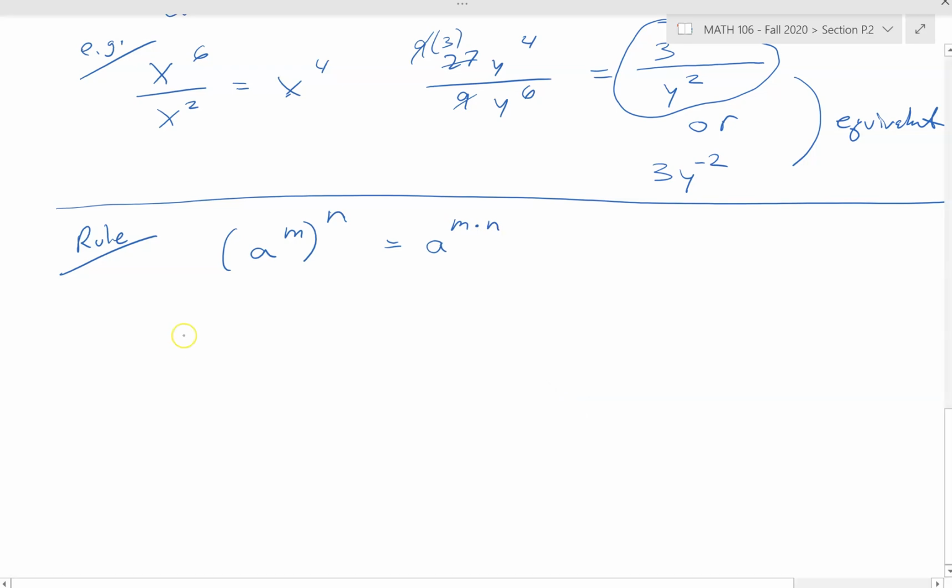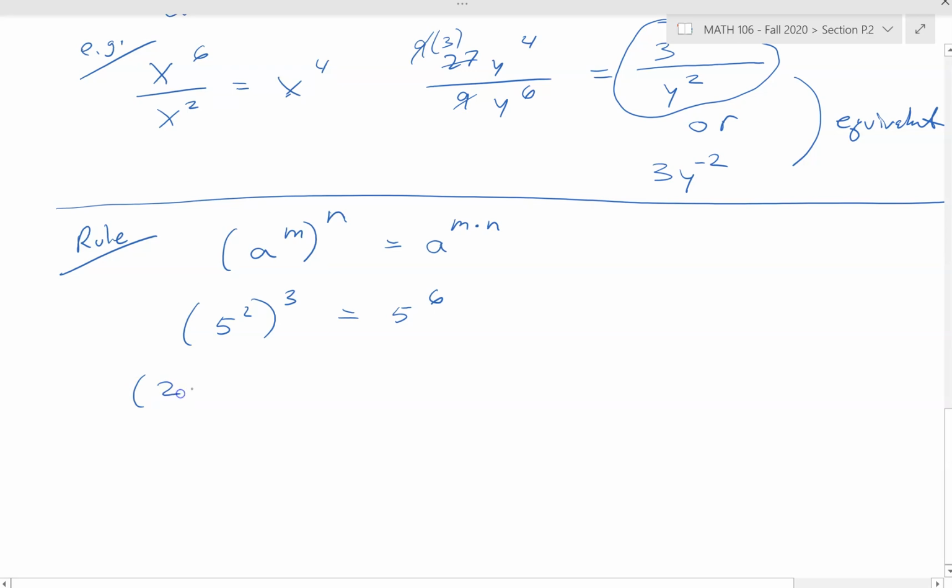So something like 5 squared raised to the 3rd power, right? 2 times 3 is 6, so then we have 5 to the 6th power. Pretty simple. I'm going to give you 2 more examples here just because sometimes these get tricky.